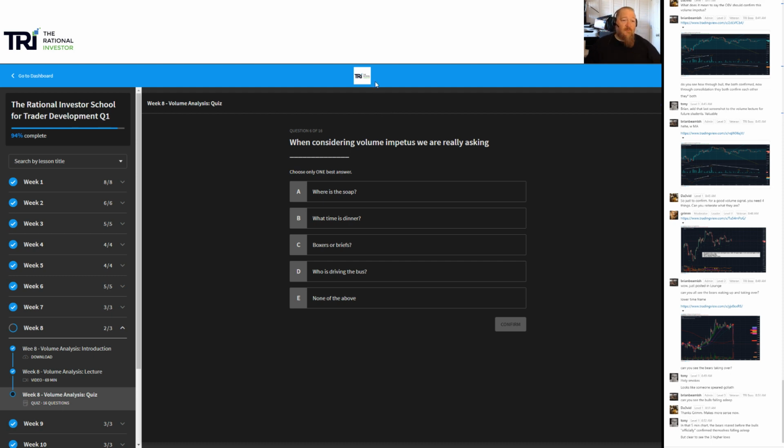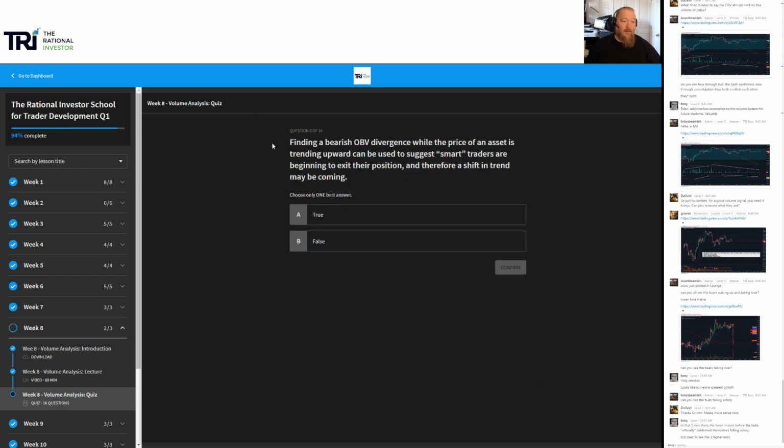And when considering volume impetus, what we're really asking is who is driving the bus? Who's in control, bulls or bears? And then should a volume impetus reversal occur, what does TRI use to describe that reversal? We refer to that as the camp falling asleep. All right, finding a bearish OBV divergence while the price of an asset is trending upwards can be used to suggest that smart traders are beginning to exit their position and therefore a shift in trend may be coming. That is true.